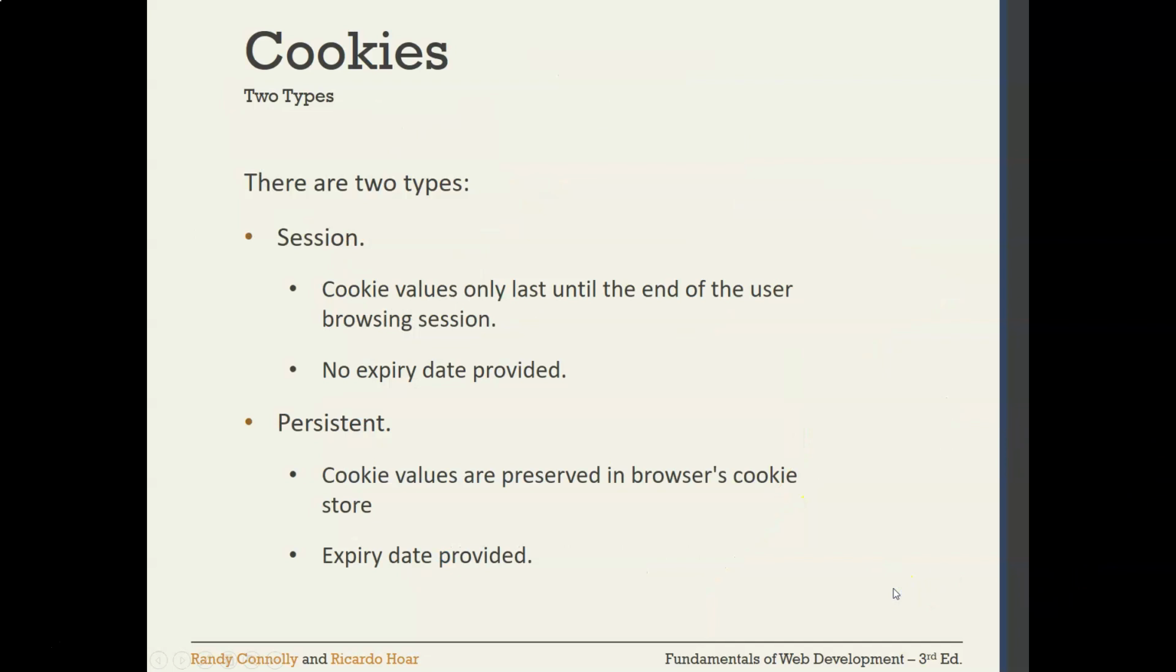There are two types of cookies: session cookies and persistent cookies. On the previous slides, we were looking at a persistent cookie, a cookie that is preserved in the cookie store in the browser, and that happens because an expiry date was provided. If no expiry date is provided, then the cookie exists only until the end of the user's browser session. Often that's how logins are implemented, via session cookies.